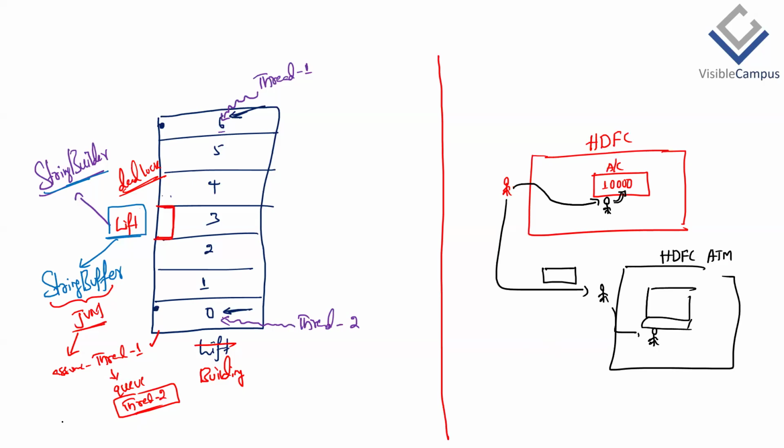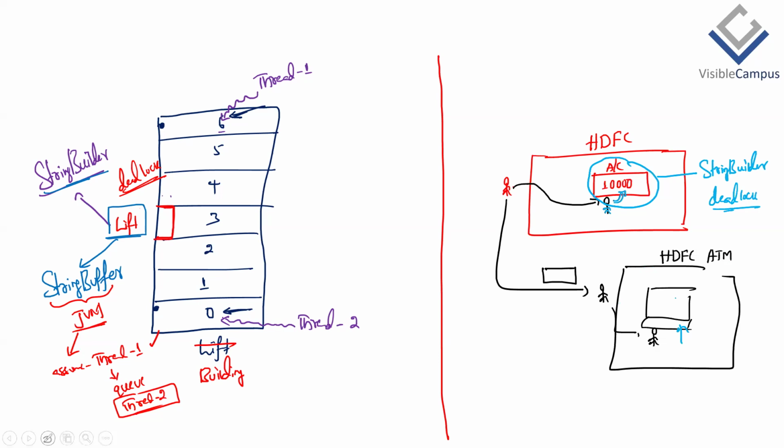Yes or no? Assume that in the first scenario, this bank account object is made up of a string builder. What will happen? It will become a deadlock. Deadlock means what? Neither the account person nor the ATM person can get access. Both of them will get that this account is already in use, but who will get it? Nobody will get it. That's a deadlock situation. But is it the right scenario? Is that how the bank will operate?